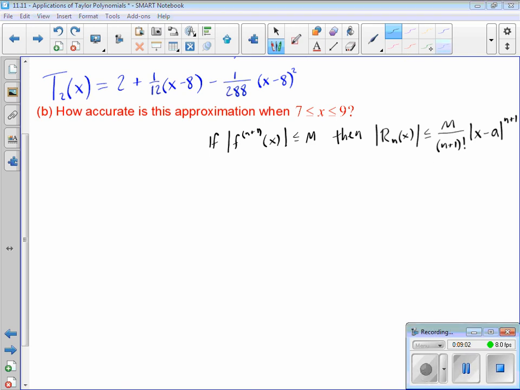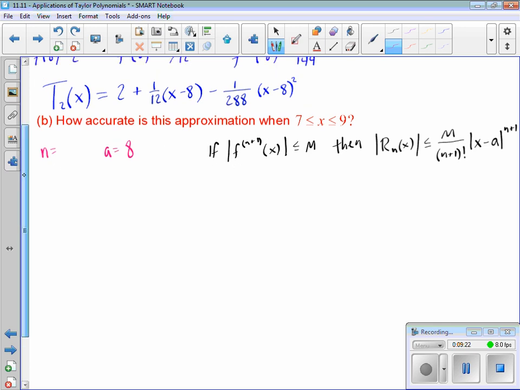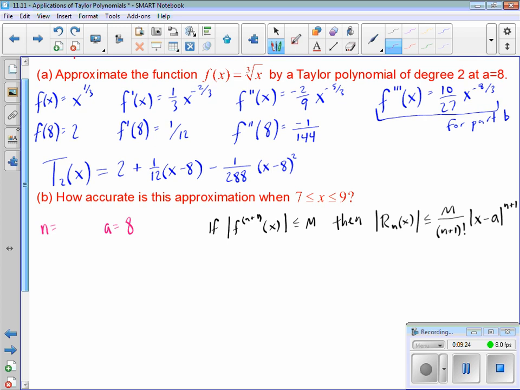Okay, so the two things that you want are what your n equals and what your a equals. So a is what from part A? 8, so we're dealing with that. And n, this is R sub n of x. This is the n plus 1 derivative. So how many derivatives do we need up here? 2. This is like what your n is here, so my n is 2. And then the other thing that we're dealing with is written right here. Okay, we're talking from 7 to 9.